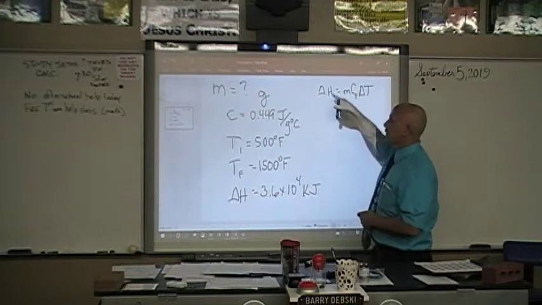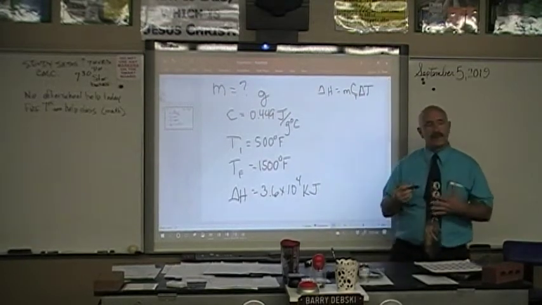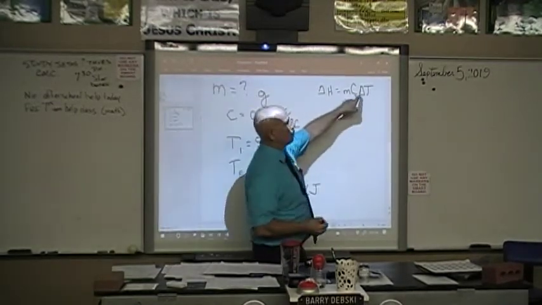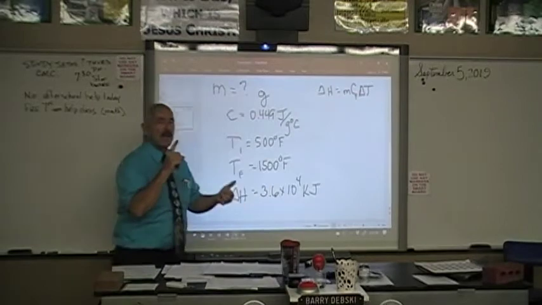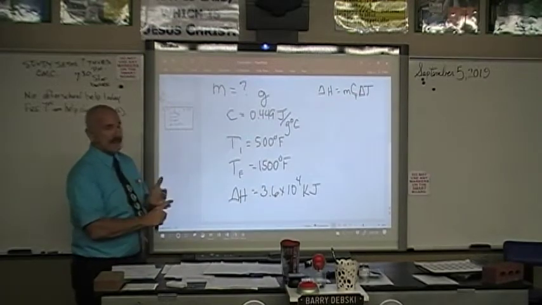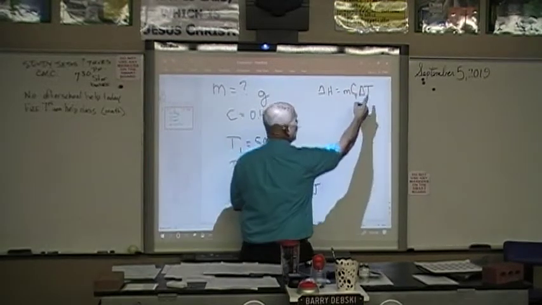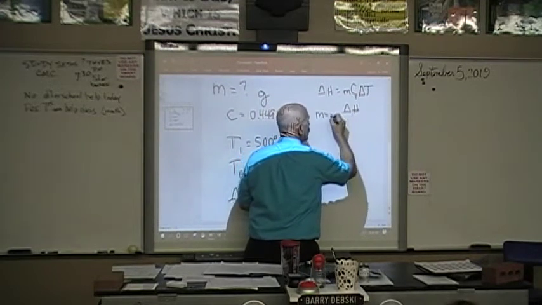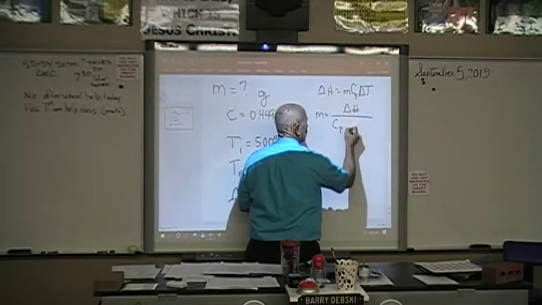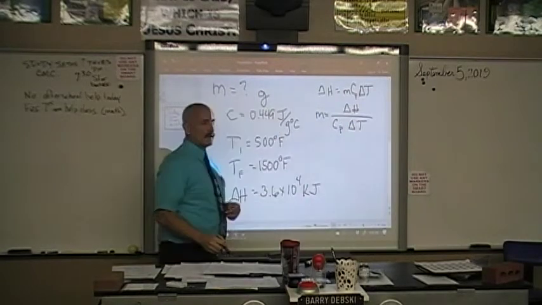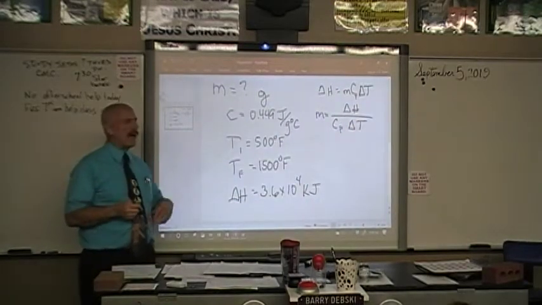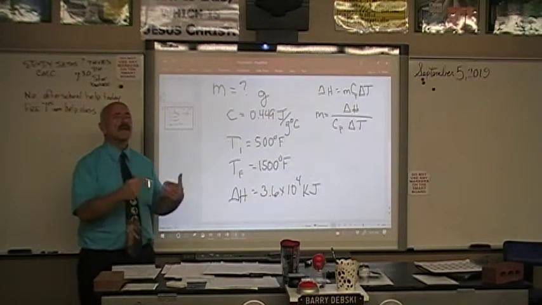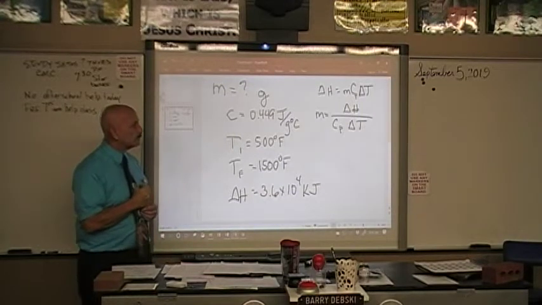Now I need to solve this for M. So everybody here should know how to solve a literal equation. We're going to divide both sides by what I don't want, which in this case is the C value and the delta T value. If I do that, I should get M equals delta H divided by C delta T. Okay? I'm not going to show you how to do that. Hopefully you know I just divide by C delta T on both sides and I get this for my equation.